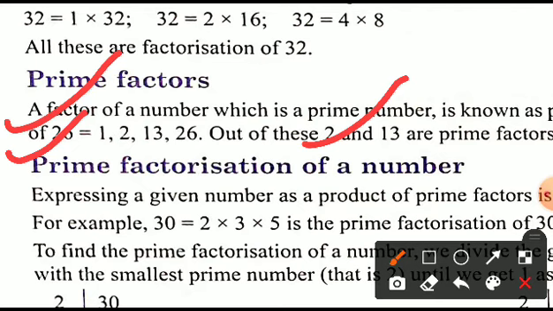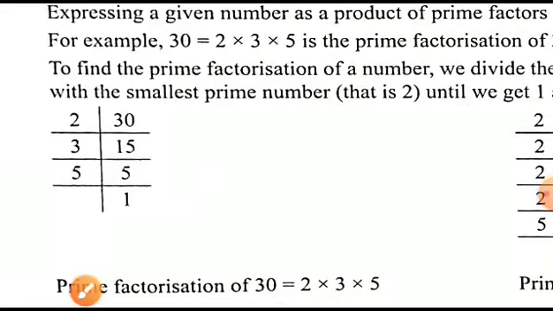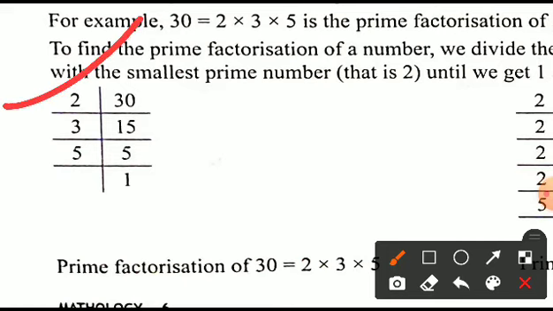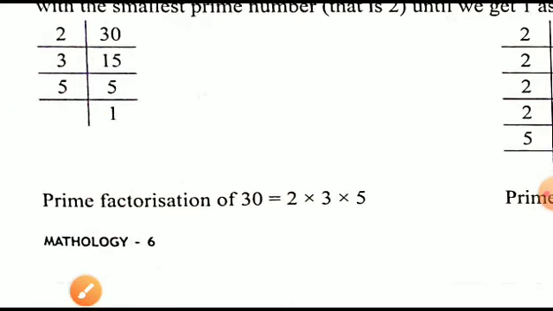Prime factorization of a number. In order to find the prime factorization of any number, you simply take the LCM-like factor process. Here you can factorize 30: 2 divided into 30 we get 15, 3 divided into 15 we get 5, and 5 divided by 5 we get 1. So the prime factors of 30 are 2 into 3 into 5, because here we get only prime numbers. 2, 3 and 5 are all prime numbers. That's why it is called prime factorization.